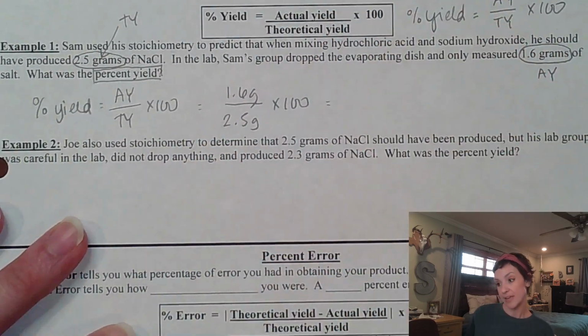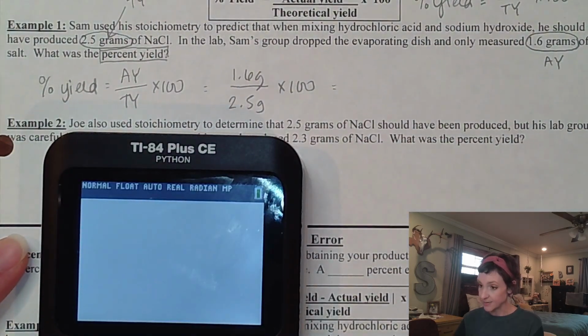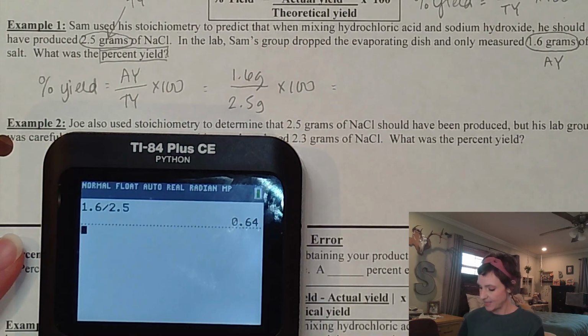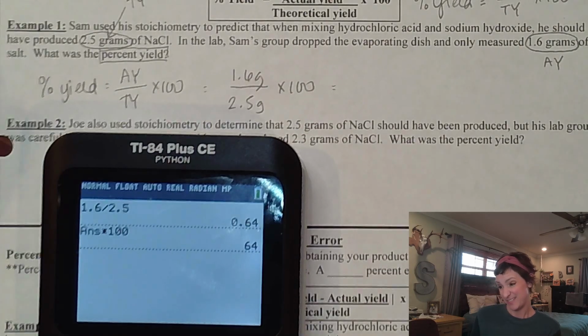Now I'm ready to grab my calculator and get the answer to see how good of a scientist Sam was. So I go 1.6 divided by 2.5, and then I multiply it by 100. What does this answer mean to me? This is 64%, so Sam's group was 64% accurate. That's not super close to 100, but it's at least better than 50%.